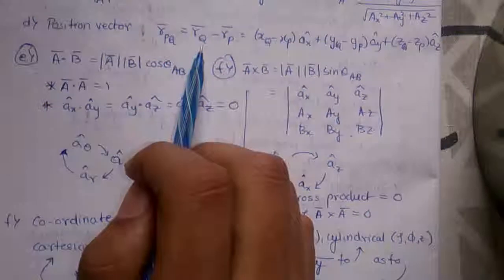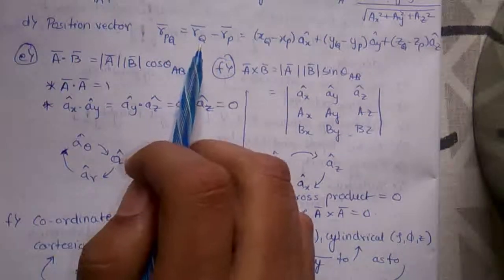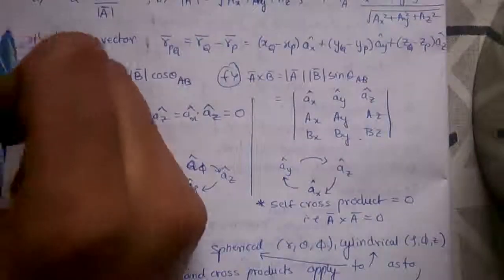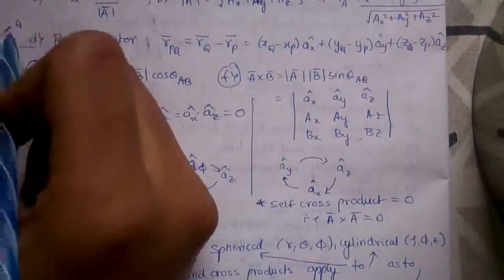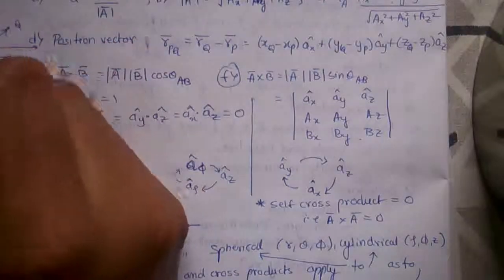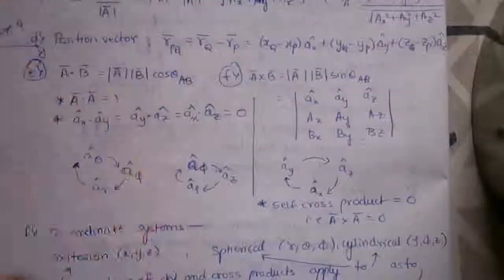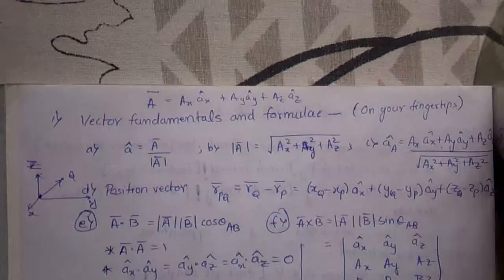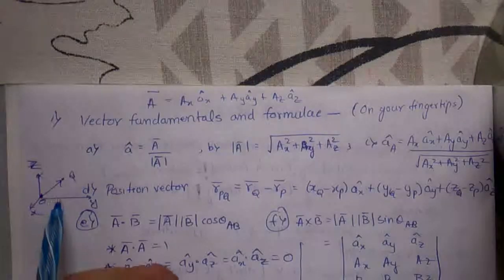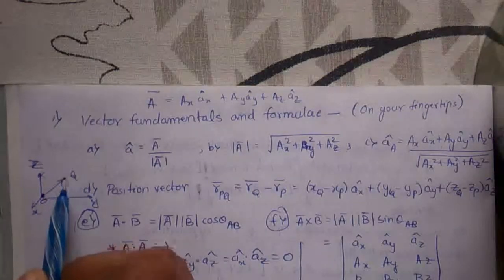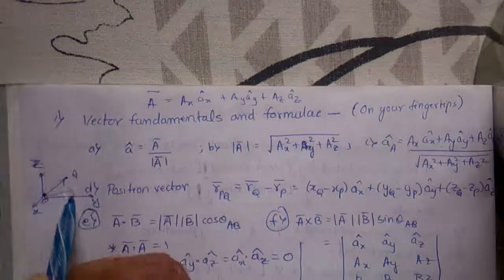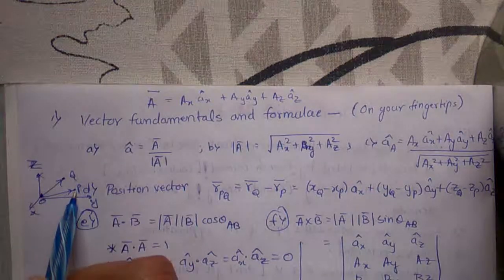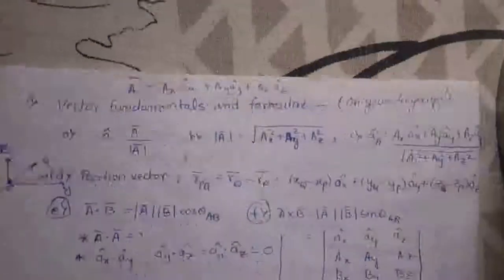Position vector is nothing but the vector drawn from the origin to that particular point. Suppose this is our coordinate system. This is the origin. And now the vector drawn from origin to the point Q is nothing but the position vector of Q. Similarly, the vector drawn from O to P is nothing but the position vector of P.